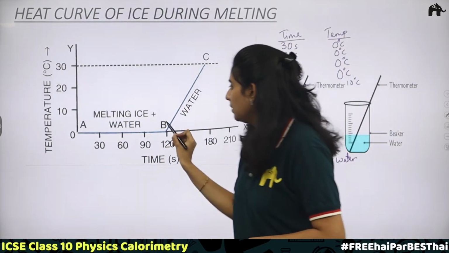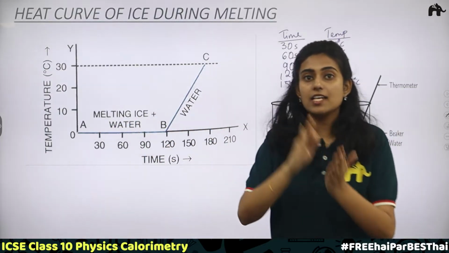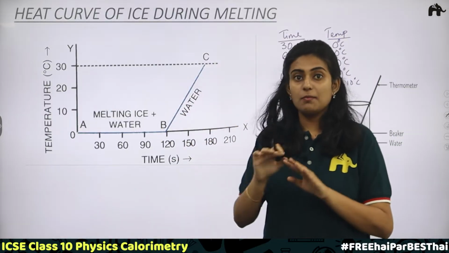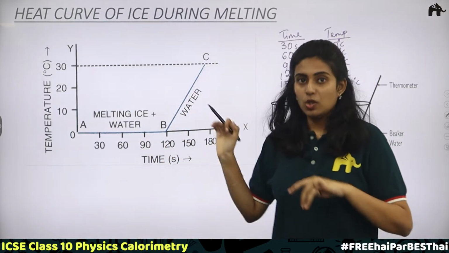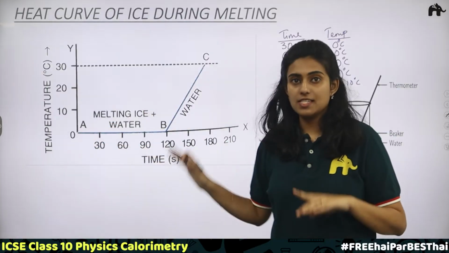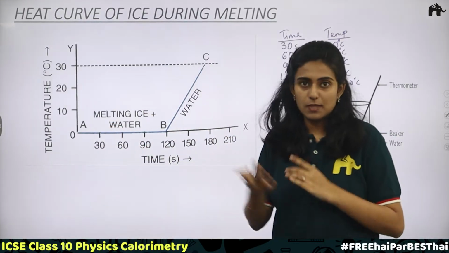One is the region AB. In this region, what is happening? Ice is melting to form water. The process of melting is happening. During that time, temperature will remain the same even though the heat energy is being supplied.